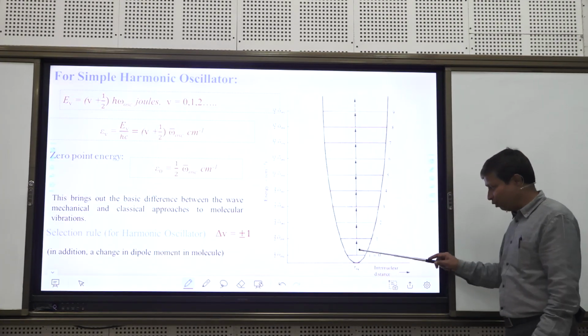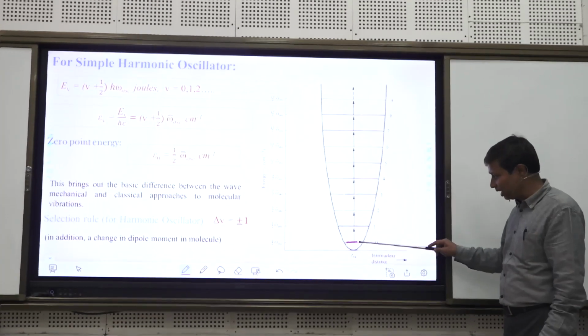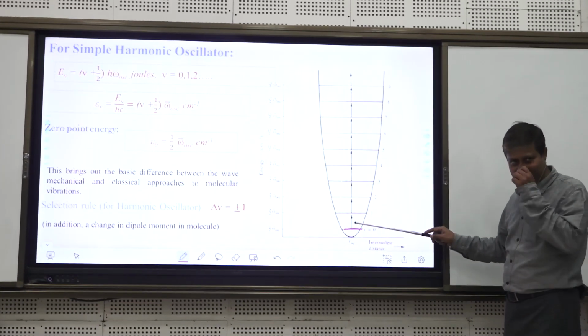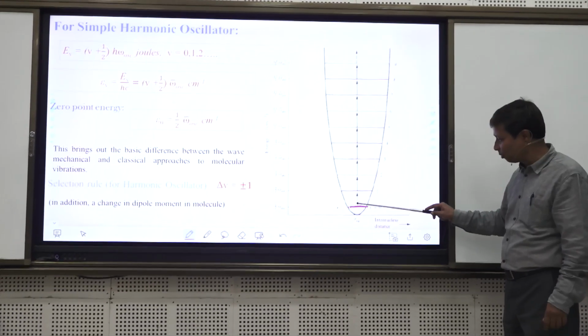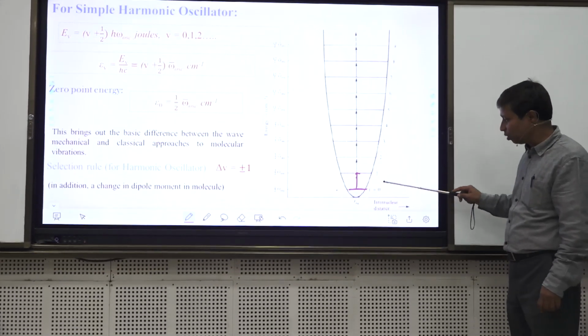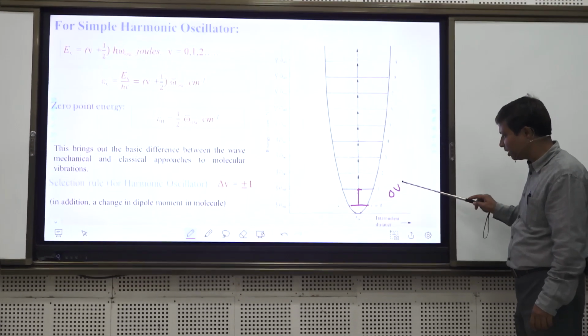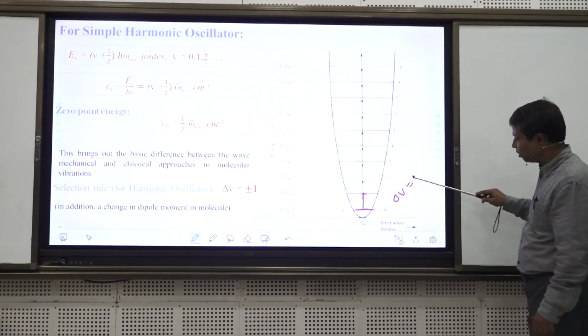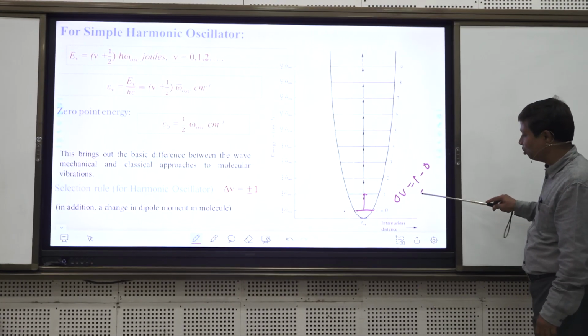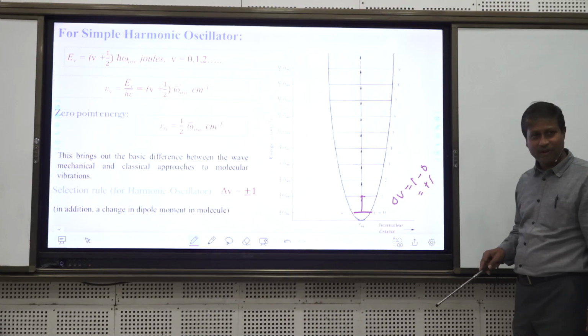That means if you think that your molecule is here and you are expecting a transition, so you can think of a transition from here to here. What is the delta V for this? Delta V is final, always final minus initial. So this is +1. Fine.